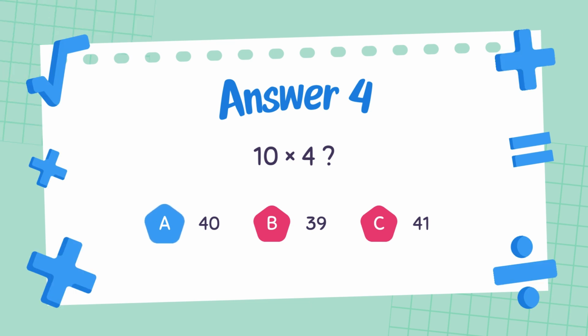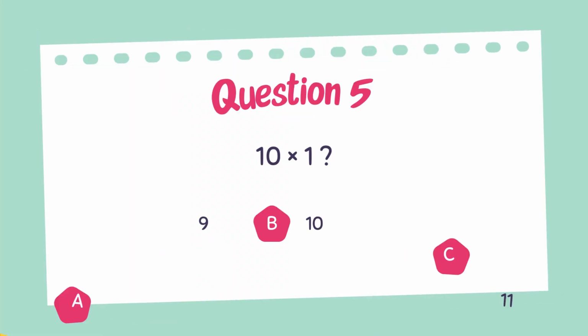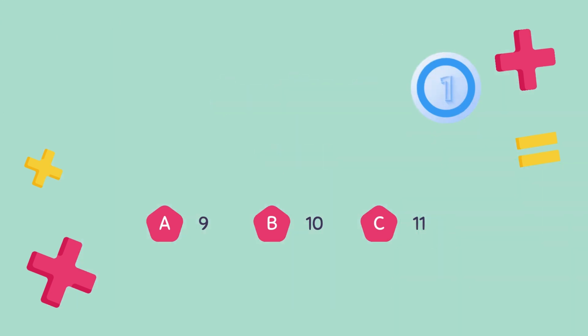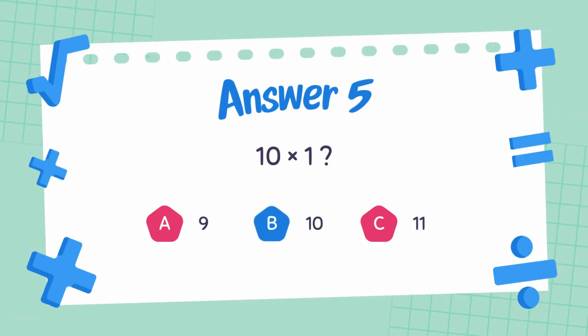Keep going. Question 5. What is 10 times 1? Is it A, 9, B, 10, or C, 11? The answer is B, 10.